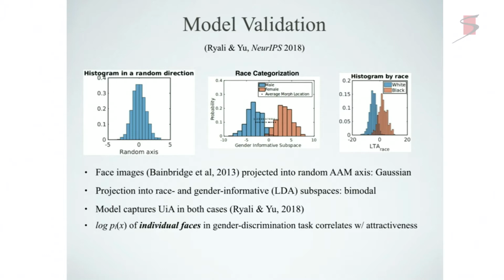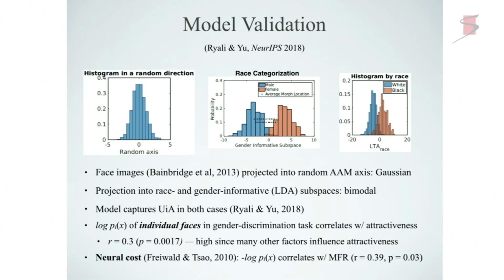And we find that, in fact, the log likelihood of individual faces in the gender discrimination study correlates with the perceived attractiveness of faces. So it's not just an average effect. It actually is big enough for us to see it on the individual face level. And it's a pretty high correlation considering there are many other factors that influence attractiveness. For instance, the linear axis of attractiveness is separate from this.